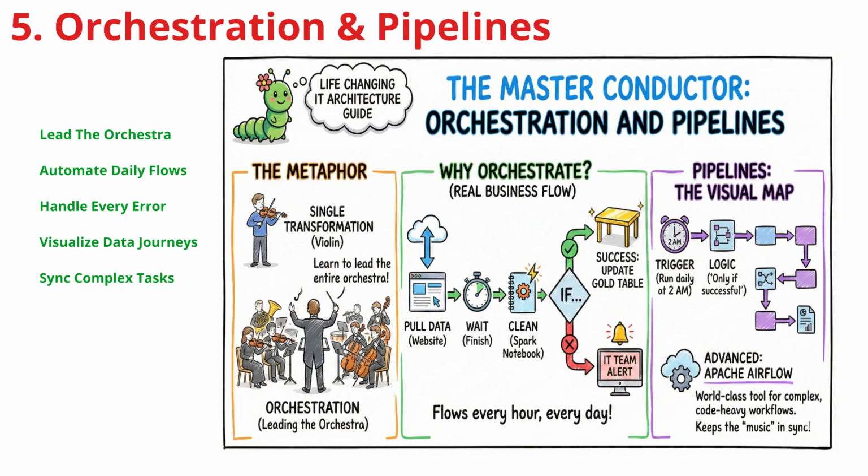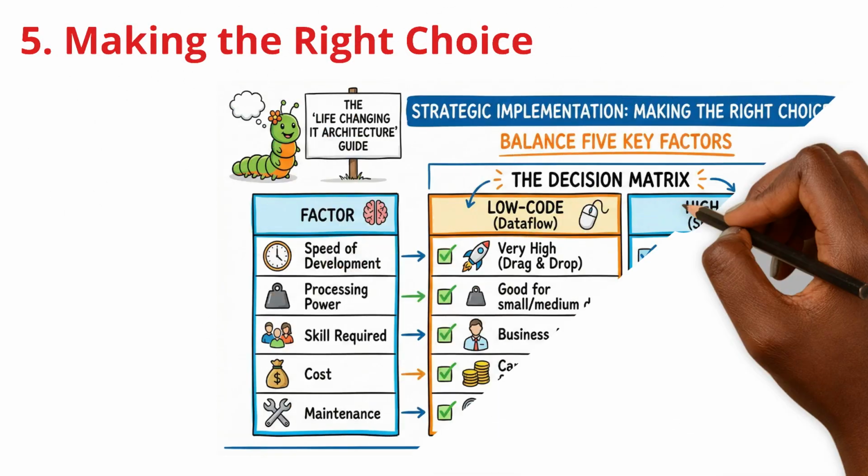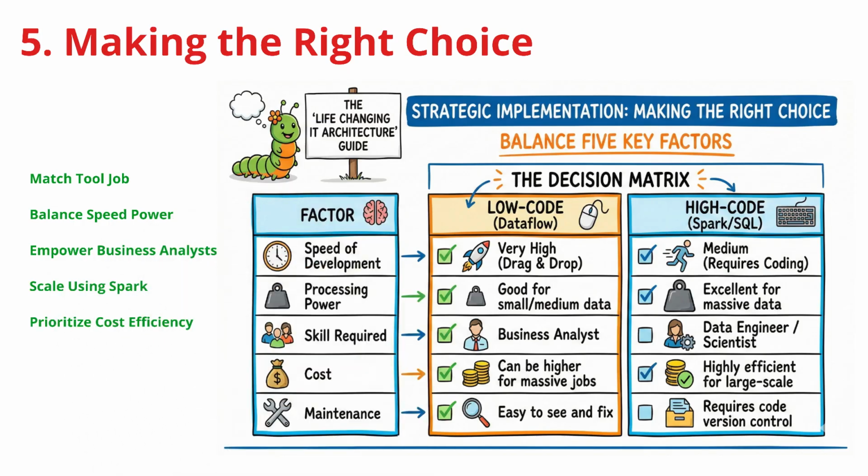They provide a visual map of the data's journey, allowing you to set triggers to run tasks automatically at 2 a.m. or use logic to ensure a report only refreshes if the data is 100% accurate. For the most complex code-heavy performances, Fabric even supports Apache Airflow to keep every instrument in the company perfectly in sync.